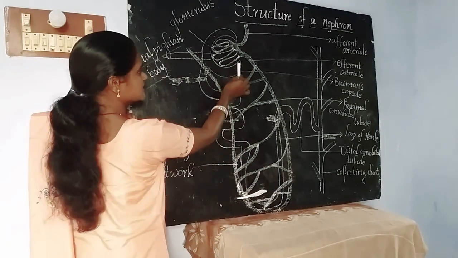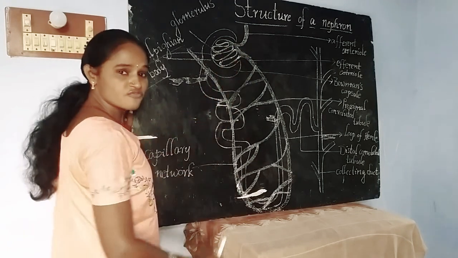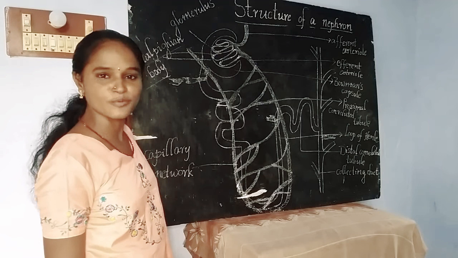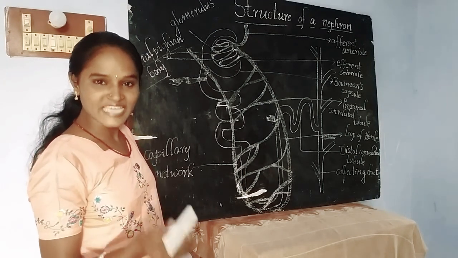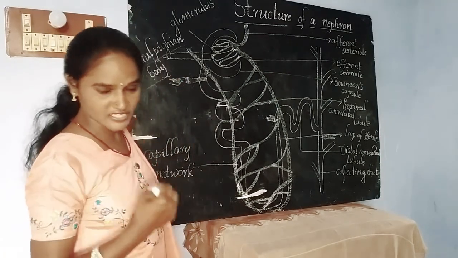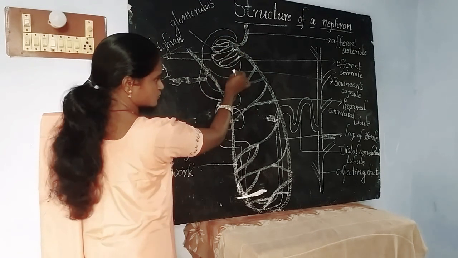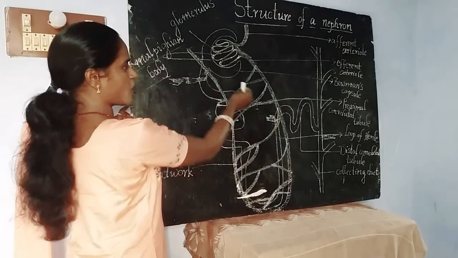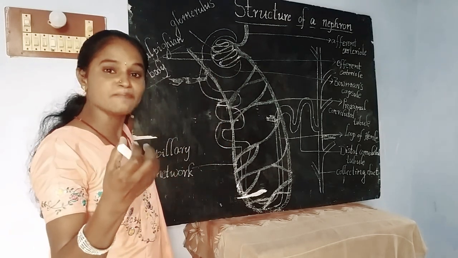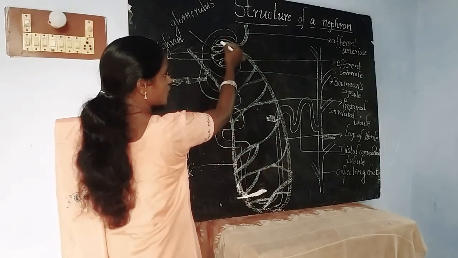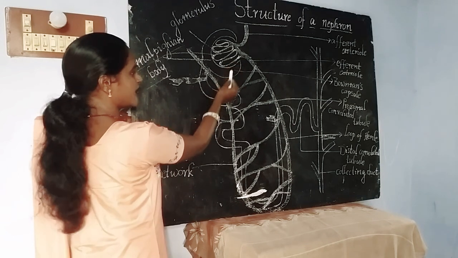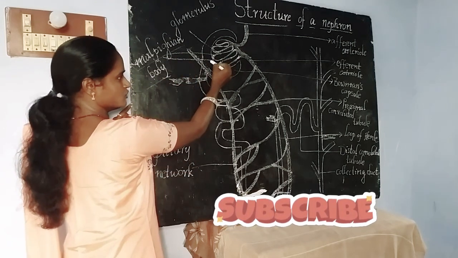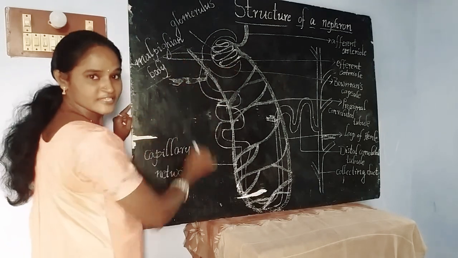The Bowman's capsule also contains a bunch of fine blood capillaries, which is called the glomerulus. The renal capsule or Malpighian body is made up of two important parts: the first one is Bowman's capsule and the second one is glomerulus. The cup-shaped broader end of the nephron is Bowman's capsule, and the bunch of fine blood capillaries is the glomerulus. Bowman's capsule and glomerulus together are called Malpighian body.